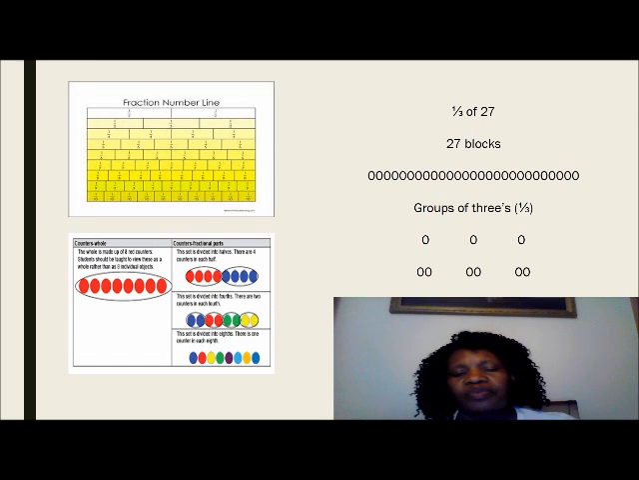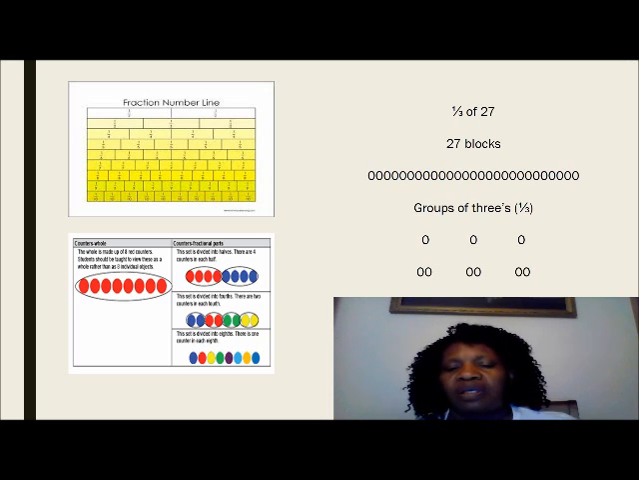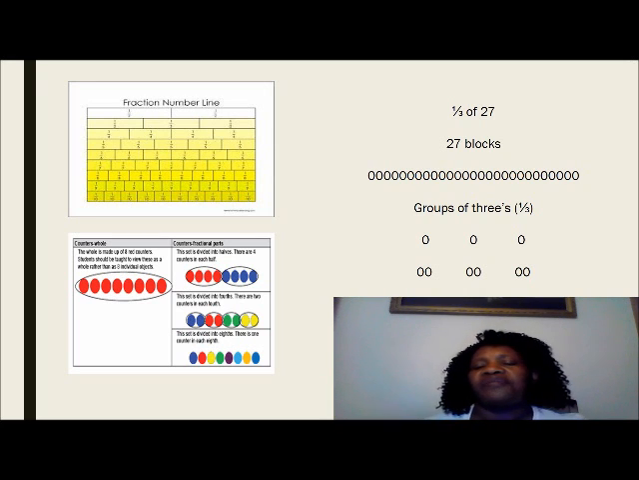And that's what we saw. We saw them going down one by one, by one by one. Then we saw them going into two groups. And then we can see that there are 9 in a group. So therefore we know that 1/3 of 27 is 9.